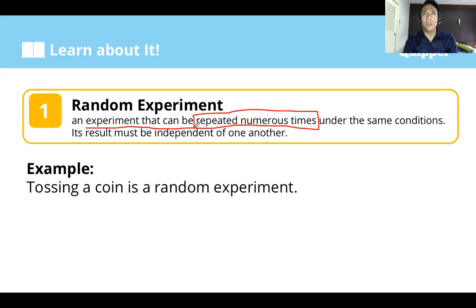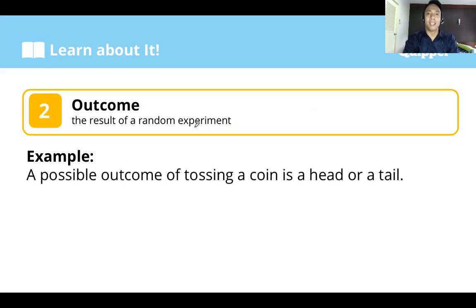What else? Maybe rolling a die. If you roll a die, that is also a random experiment. Ano pa? Of course, yung pusoy is also a random experiment. The cards. Those are examples of random experiments. What else? Outcome. From the word itself, outcome, it is a result. So the outcome is the result of a random experiment.